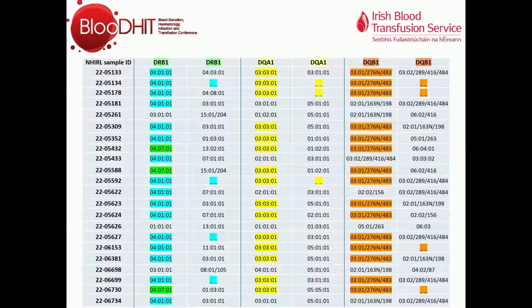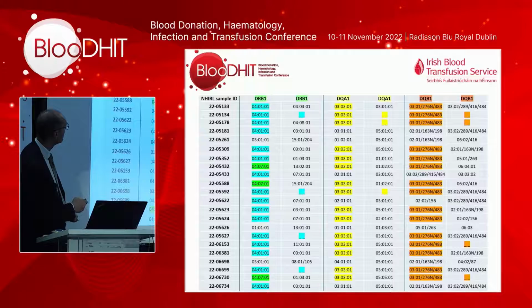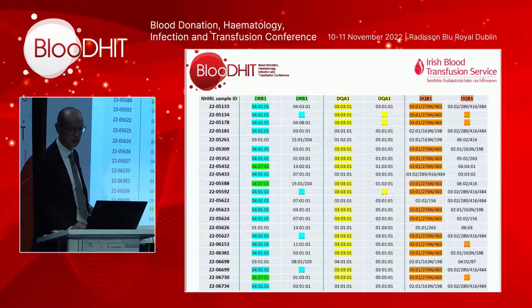Just in terms of the DQA and DQB, this is the haplotype where you have DRB1 040101, DQA 030301, and DQB 0301. So most of them fit in with that haplotype. However, there are 3 cases where you have your 040101, but you don't have that DQA and DQB association there. So it's a very strong association with the hepatitis that we're seeing.